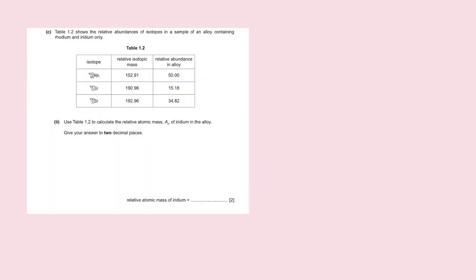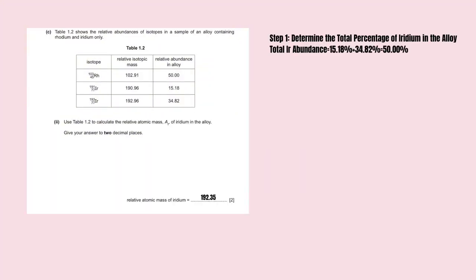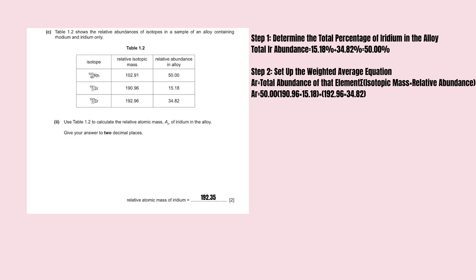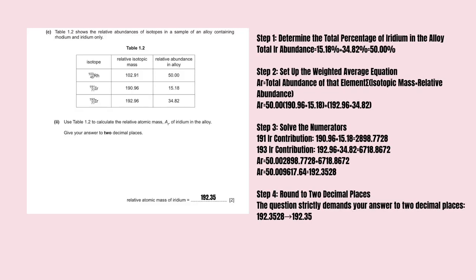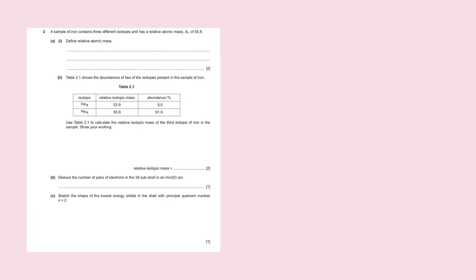And after that, let's move on to the next question. In this question, you have to determine the total percentage of iridium in the alloy. And then you have to set up the weighted average equation. Then step 3, you have to solve the numerators. And then step 4, you have to round to 2 decimal places. And then you have the answer. And then next, you have to divide the relative atomic mass.